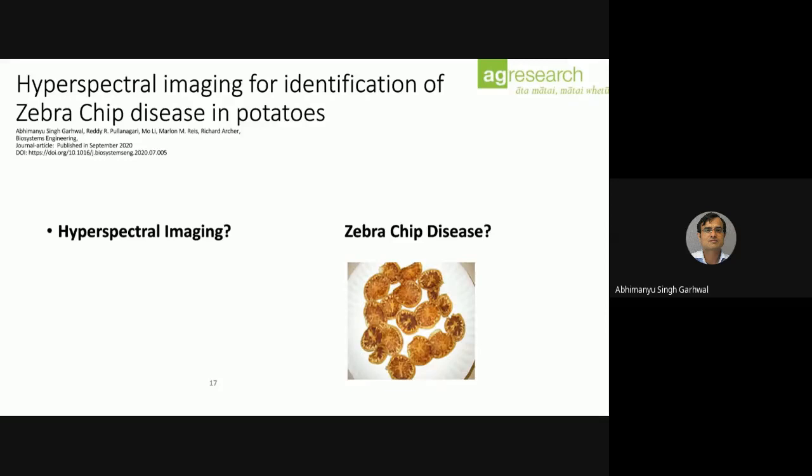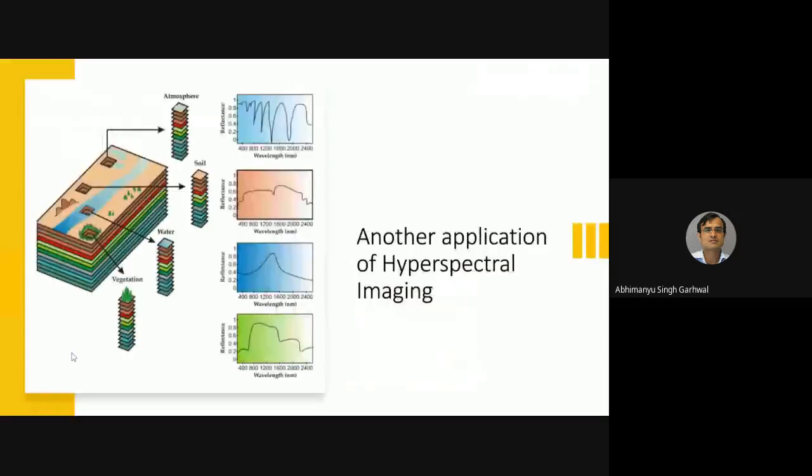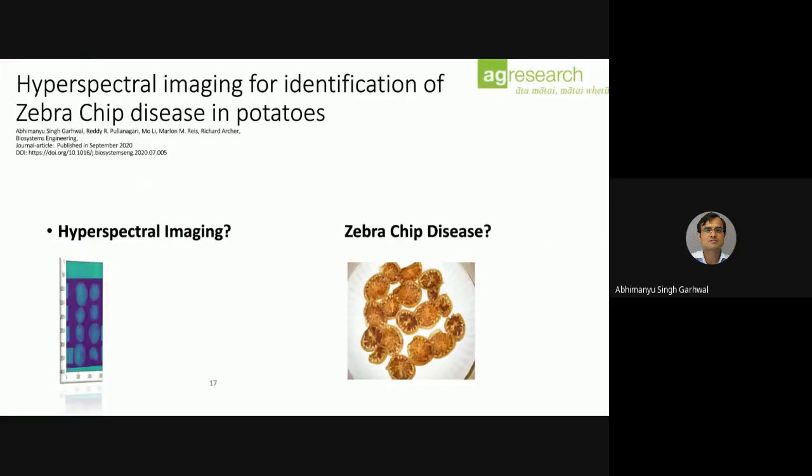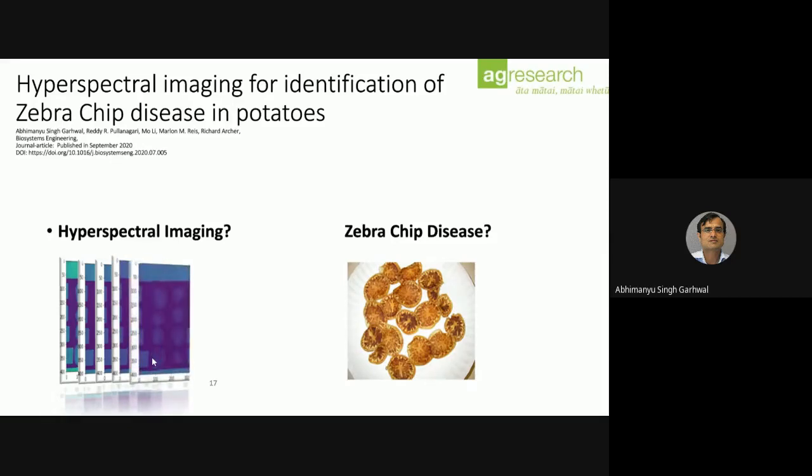So that's the project on which I worked at Massey University: hyperspectral imaging for identification of zebra chip disease in potatoes. Zebra chip disease in potatoes causes stripes in the potatoes, and the chips become unacceptable to the customer. So with hyperspectral imaging, we captured potato images at different wavelengths. We captured at 235 different wavelengths. That means we captured 235 two-dimensional images of the potato.